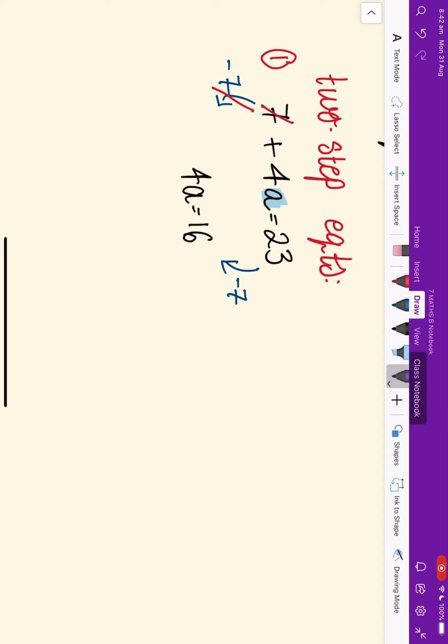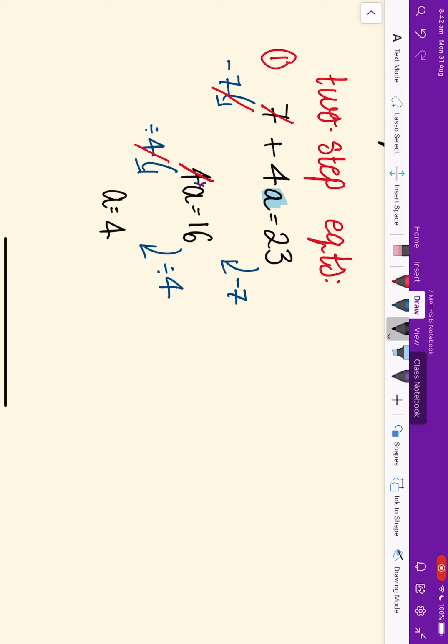Okay, so as I was saying before, when you have a 4 next to an a, you have a little invisible multiplication sign in there because the 4 is being multiplied by a. So what we're going to do is the opposite of multiplication, which is to divide. So I'm going to divide both sides by 4. That means we can cross this off. And then you get a equals 16 divided by 4, which equals 4. And then that's your answer.